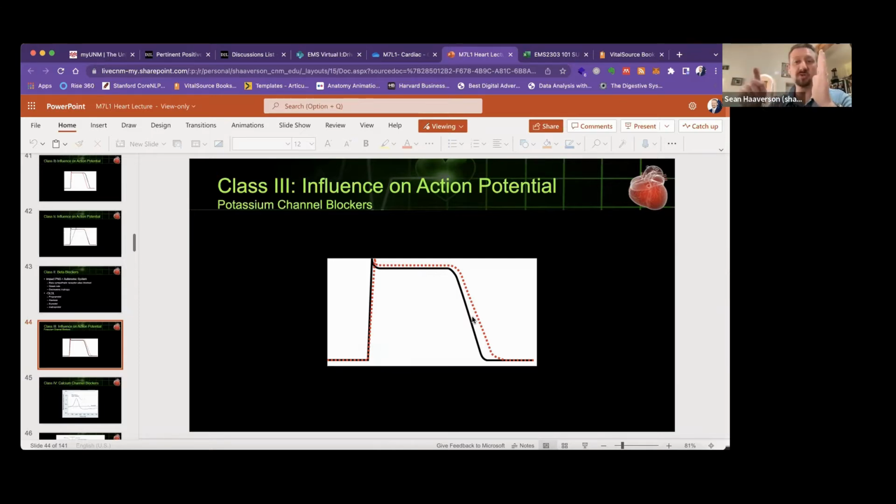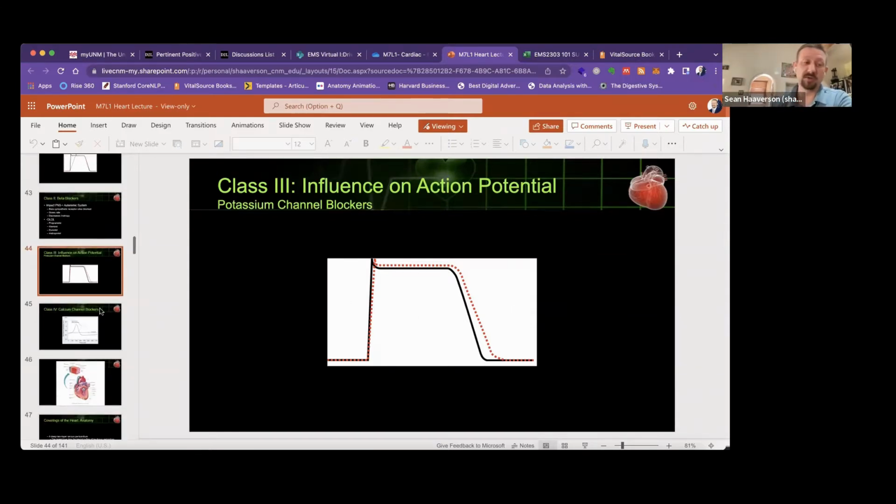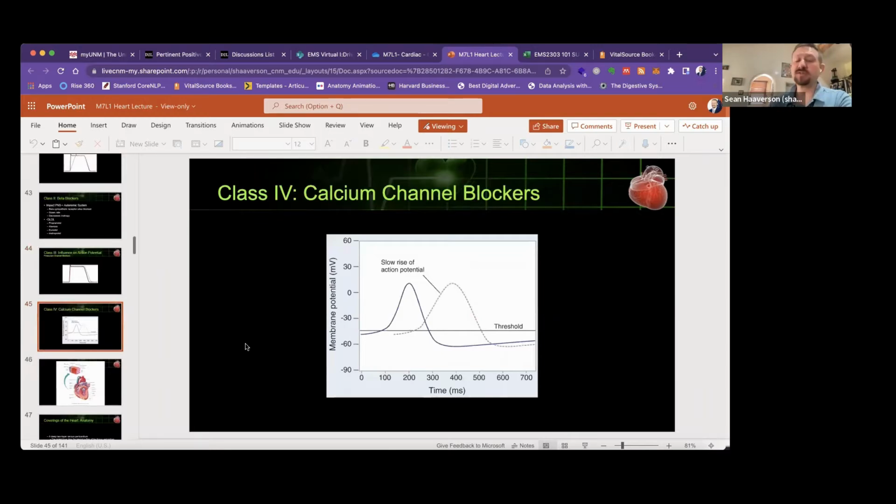So you can see here, it makes our depolarization happen longer. Depolarization occurs mostly as normal, but repolarization happens a little later than it should. So that widens the depolarization, means another beat can't come along, and so it's another way to decrease the rate. This is a picture of a class 4, which is calcium channel blockers.